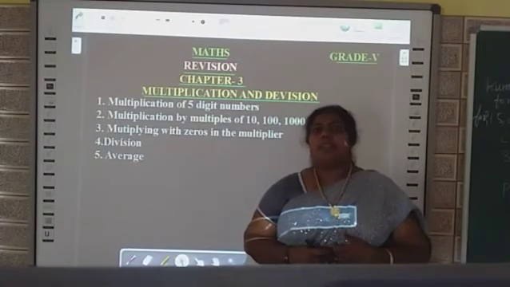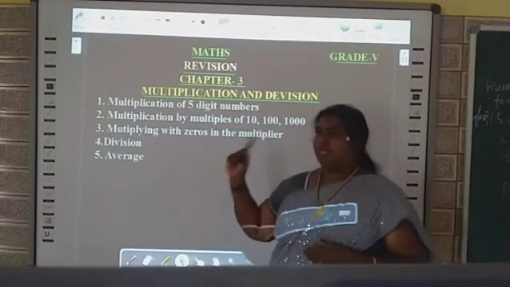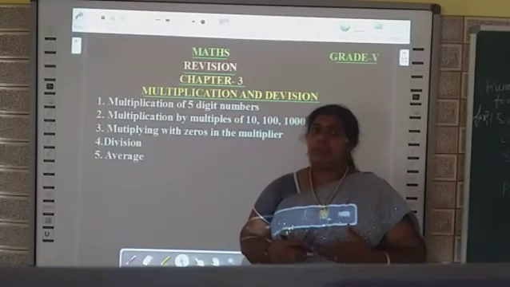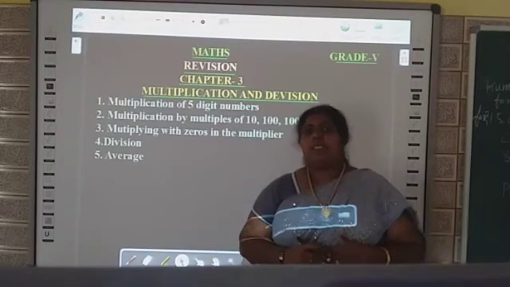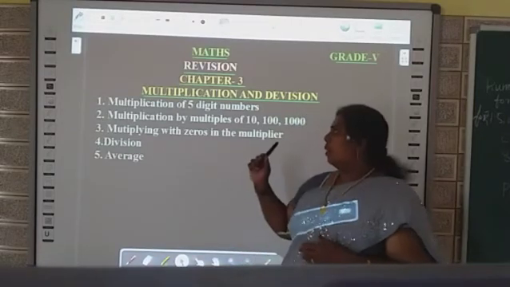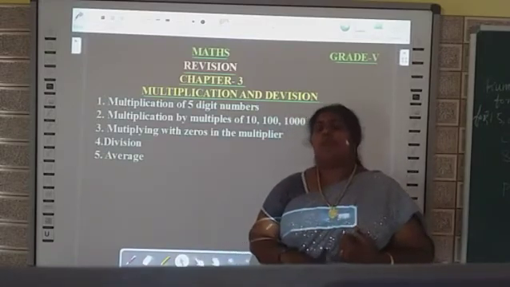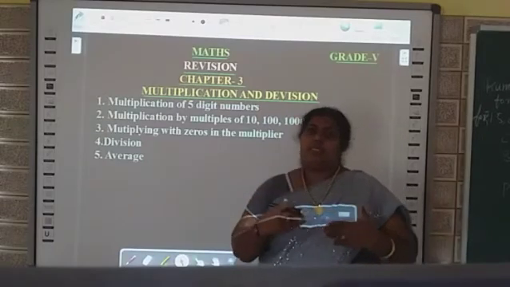We completed chapter 1 and 2, isn't it? Yes. Now we are going to discuss chapter 3, multiplication and division. Then chapter 4, what is chapter 4? Chapter 4, factors, right? Then chapter 5, multiples, isn't it? Yes. So first we are going to discuss multiplication and division. Okay? So now you know what the subtopics in chapter 3 are.